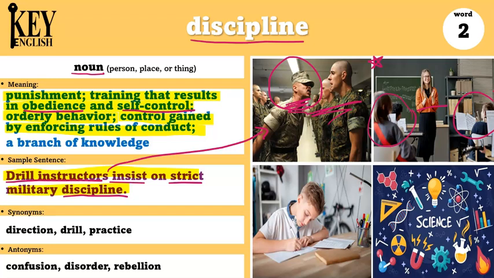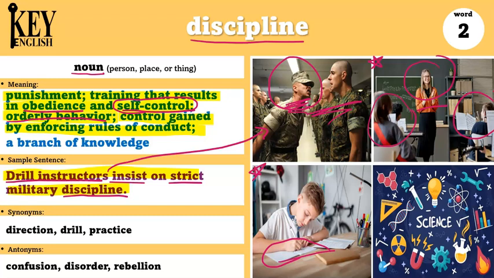So if the class has good behavior, or if they are listening well to the teacher, then she might praise them. She might say, "Good job for having good discipline." Another example would be, he showed discipline by finishing his homework before playing games. So he showed discipline. He showed that he has self-control. He can control himself because instead of going to play games right away, he decided to do his homework instead. So that shows good discipline, good control.